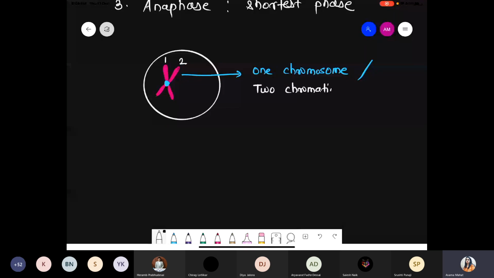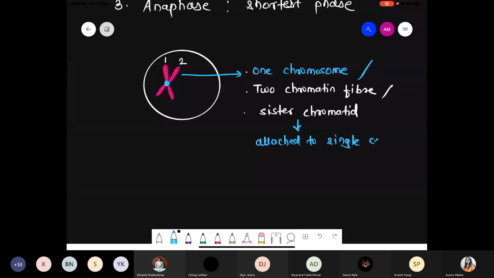In other language, you can say these are the two chromatin fibers. आप कह सकते हो these are the two chromatin fibers, or you can say these are the sister chromatids. Why we are talking about the sister? Because both the chromatids attach by one centromere. So third name you can say, now you can call it as, these are the sister chromatids. Sister chromatids. These are also correct. Okay? One chromosome or two chromatin fibers, or you can say that is sister chromatids. And why we are using the word sister? Because both sister chromatids are attached to a single centromere. They are attached to a single centromere.